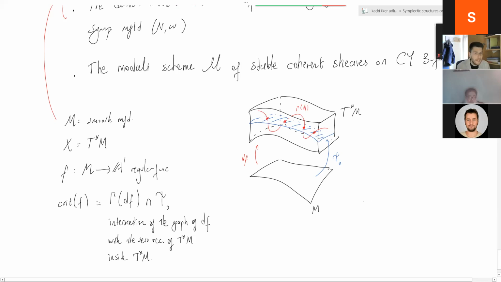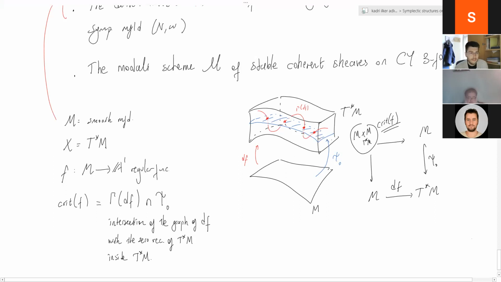Algebraically, this is just a fiber product, right? So we have M inside T*M, we have df, and this zero section M. This is the fiber product of M inside T*M. Okay, this is the critical locus. And actually this df defines a Lagrangian.